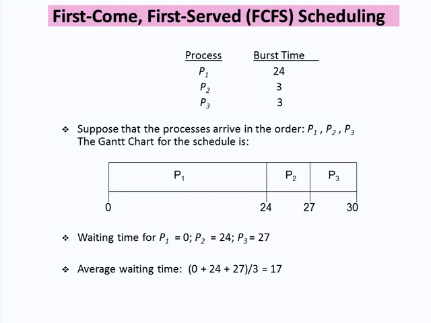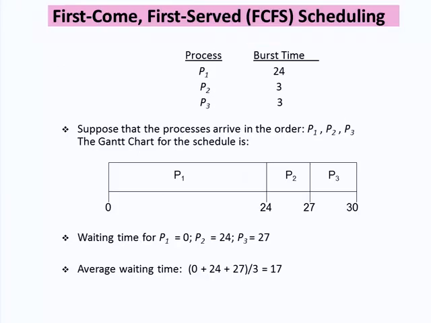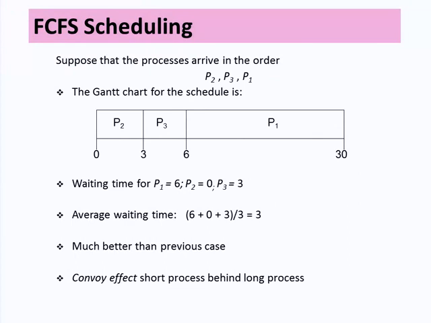Right? Now, if we do shortest job first, then we will be serving P2 first, because P2 needs 3, followed by P3 and then P1. So 0 to 3, that's the time needed for P2, and then 3 to 6 needed by P3, and then from 6 to 30 by P1. Now, if we calculate the waiting time, P2 waited 0, and P3 had been waiting for 3 milliseconds, while P1 had been waiting for 6 milliseconds.